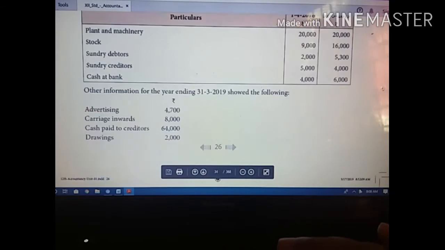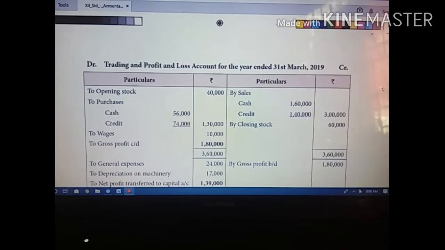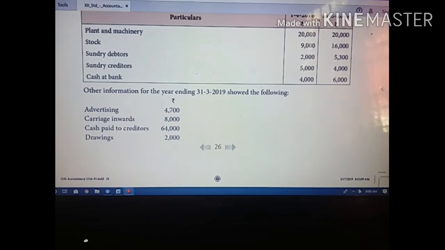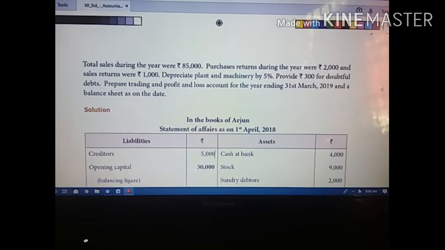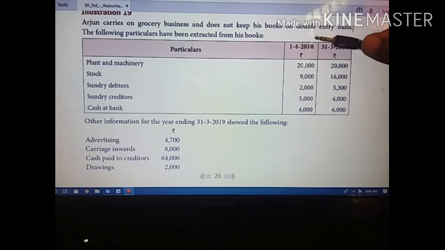So we have closing information and opening information. See, there is opening information as well as closing information. This is the opening information. So 1/4/2018 is the opening.